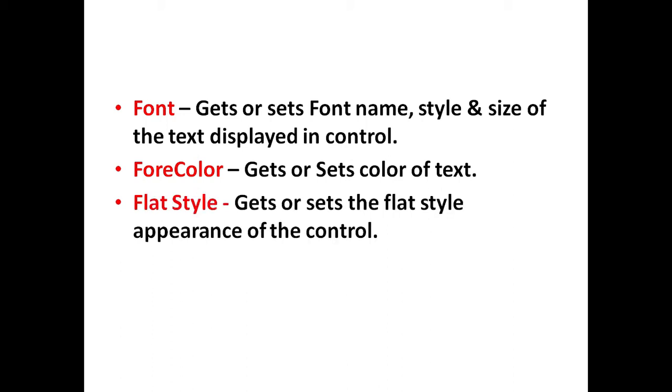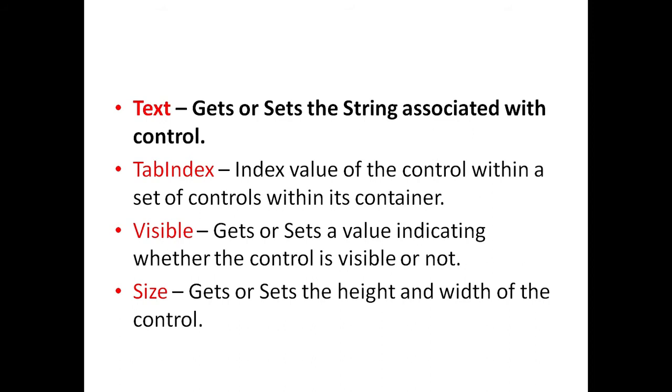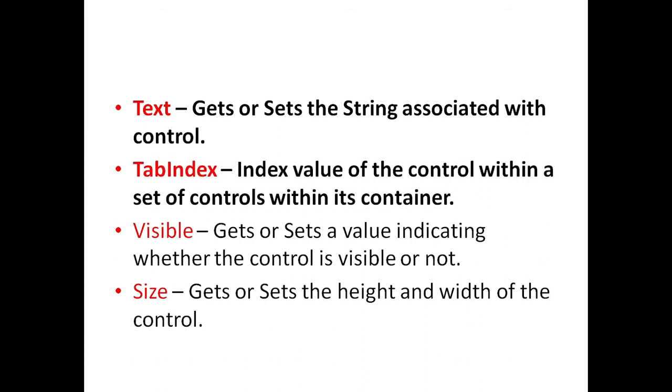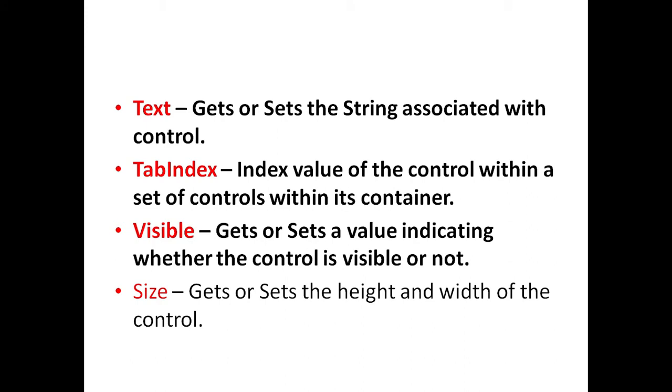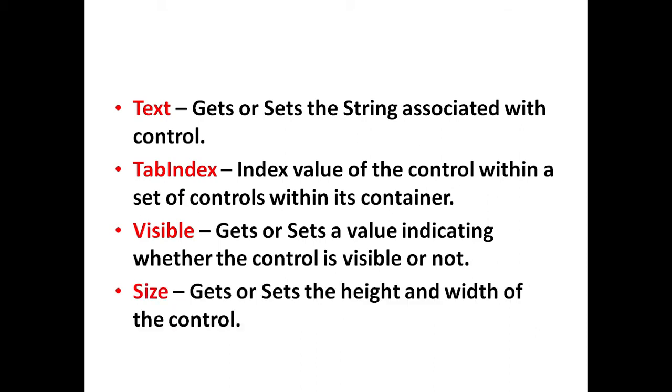Flat style is used to get or set the flat style appearance of the control. Text property is used to get or set the string associated with the control. Tab index is used to set the index value of a control within a set of controls within its container. Visible property is used to get or set a value indicating whether the control is visible or not. And size property is used to get or set the height and width of the control.